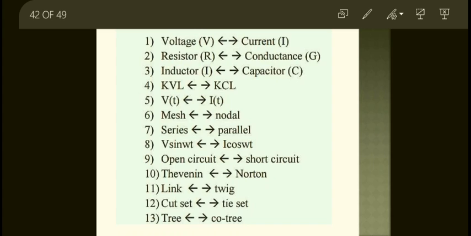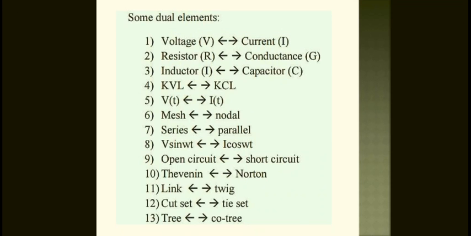These components are very important to know. Voltage and current are dual, resistance and conductance are dual, inductor and capacitor are dual, Kirchhoff's voltage law and Kirchhoff's current law are dual, V of t and I of t are dual, mesh and node, series and parallel, V sine and I cos, and open circuit and short circuit. Thevenin's theorem and Norton's theorem are dual, link is dual of twig, cut set is dual of tie set, tree is a dual of co-tree, like this.